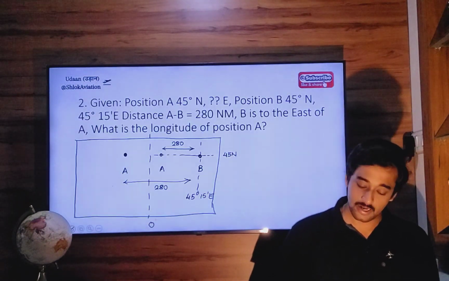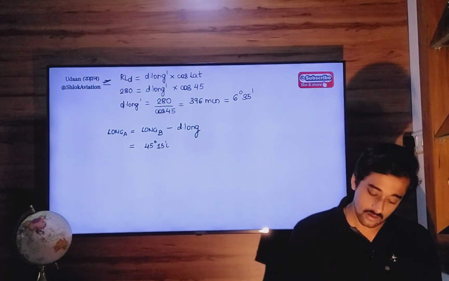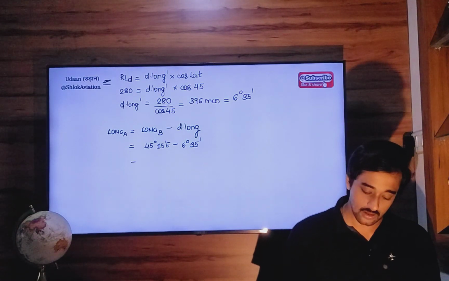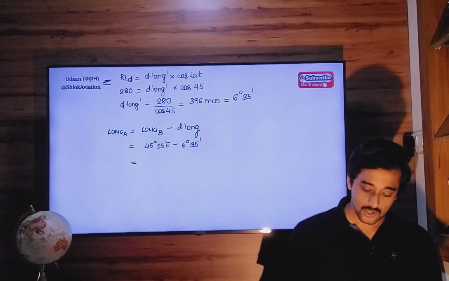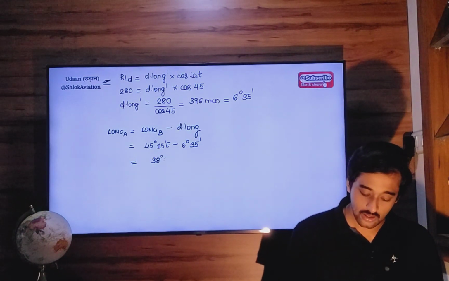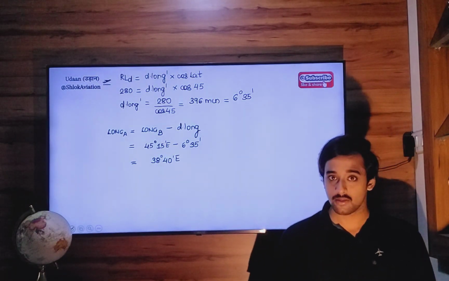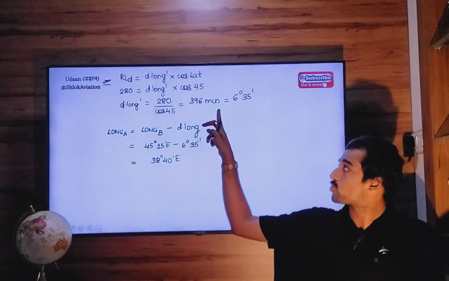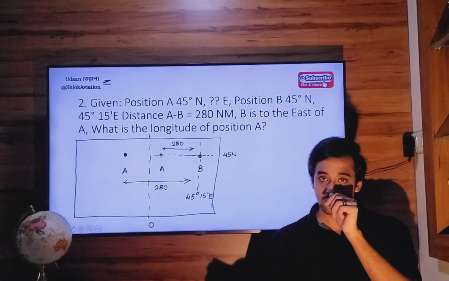Longitude of B is 45 degree 15 minutes east. D long is 6 degree 35 minutes. So 45 degree 15 minutes minus 6 degree 35 minutes is equal to 38 degree 40 minutes east. So we are still in the eastern hemisphere because the difference between Alpha and Bravo is very small, 6 degree 35 minutes. This will limit the position of A in the eastern hemisphere itself.